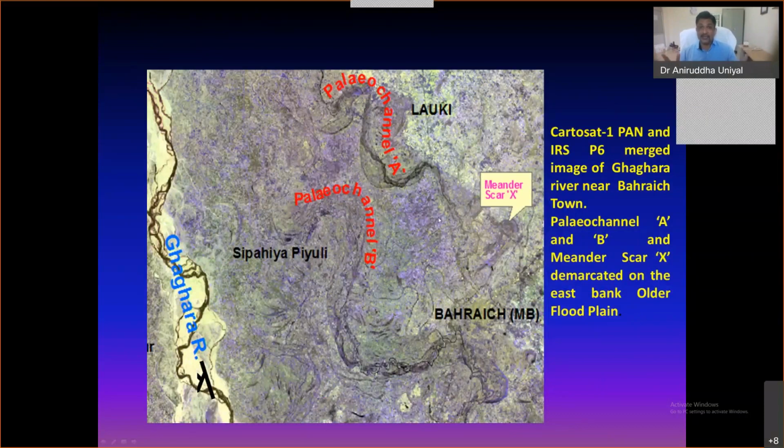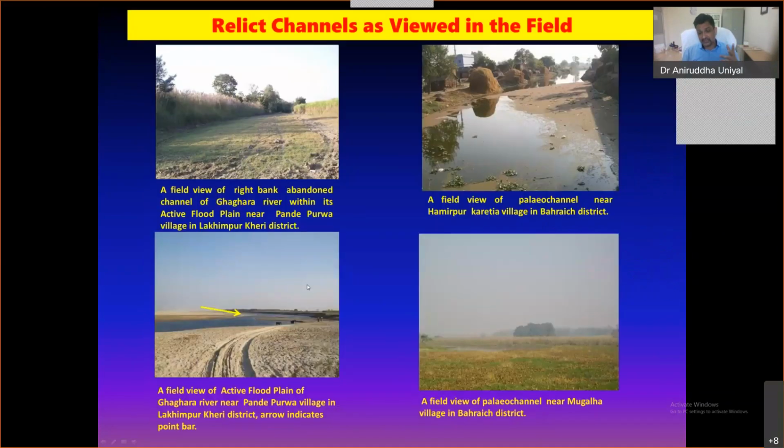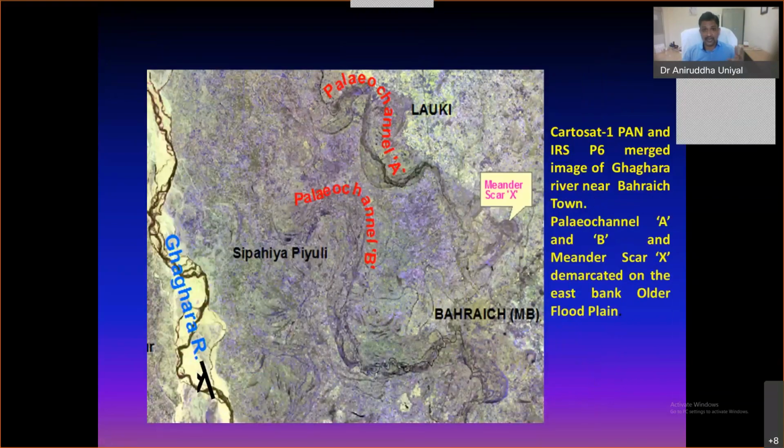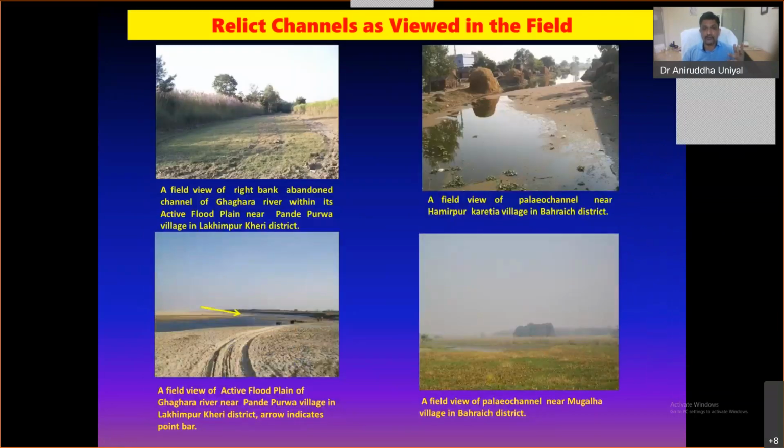How long is it? What is the width? Where is there sinuosity? So all these paleo channels can be mapped, and not only paleo channels, these indicators of successive migration, meander scars, can also be mapped. This is how they look on a satellite image. Paleo channels, old meanders or relic channels, and this is how they look in the field.